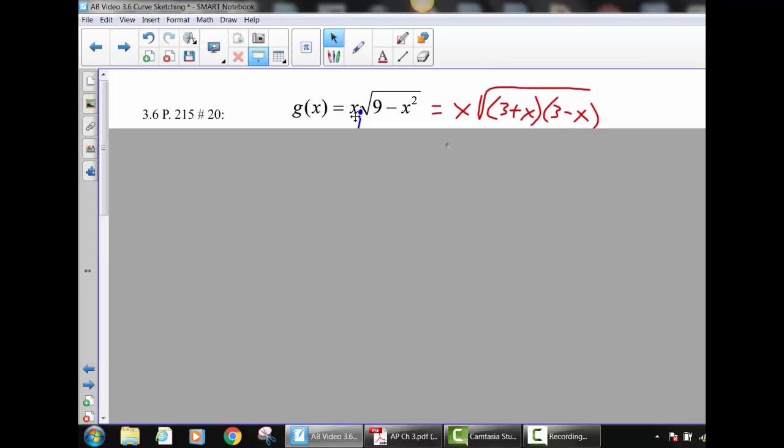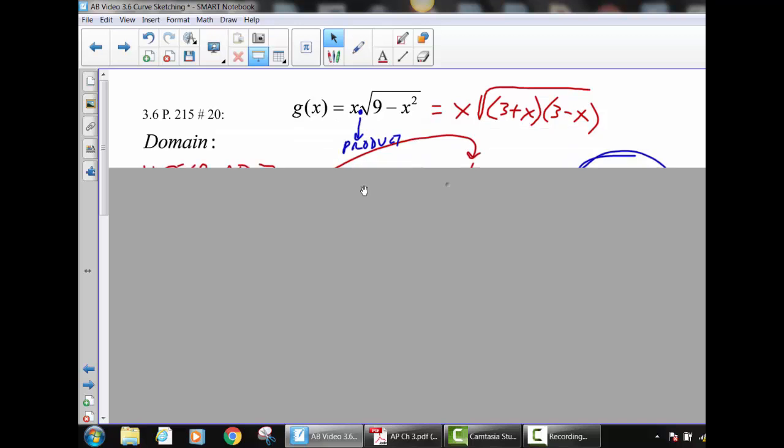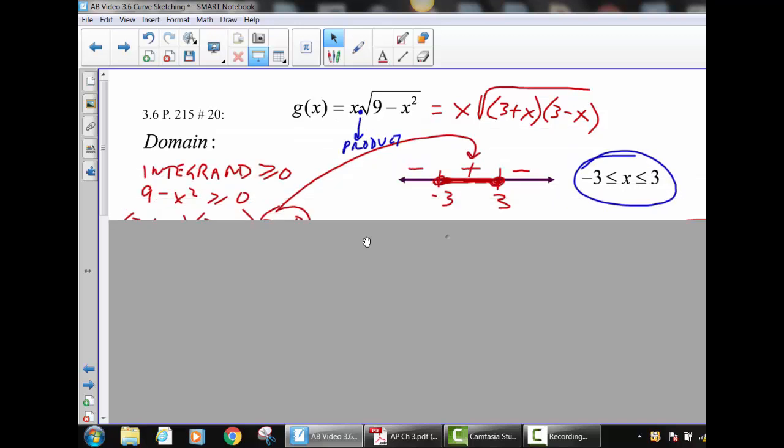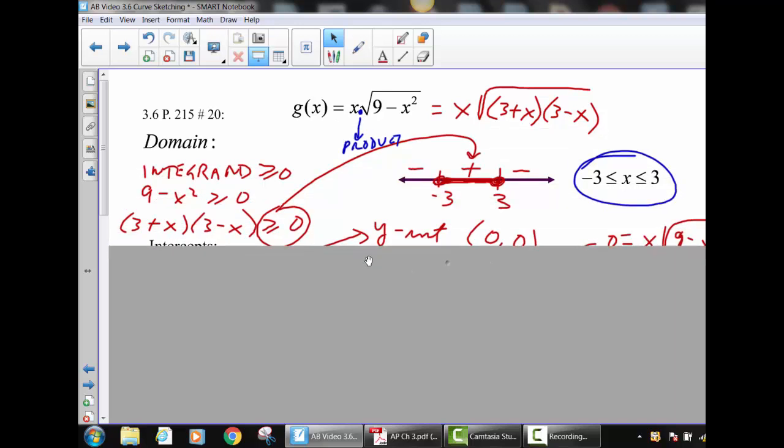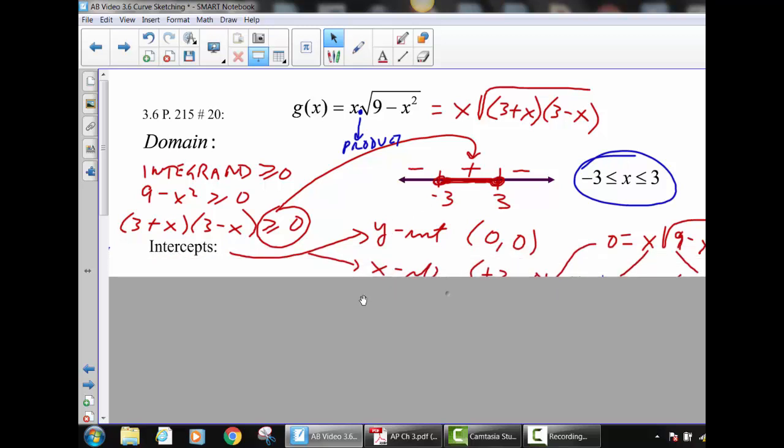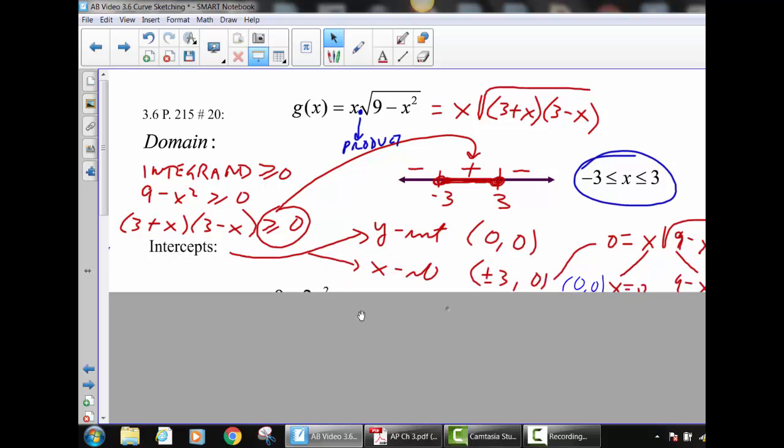Number 20, remember there is a product here. I factored it. The domain, the integrand would have to be bigger than or equal to 0. That's a bit of work because it's a quadratic inequality. You start by solving the quadratic equation and then you do the pick and plug. So it turns out that's the domain. There's no vertical asymptotes. Intercepts, again, plug in x equals 0 to get y equals 0, plug in y equals 0 to get x equals 0, and x equals plus or minus 3, as you can see here.